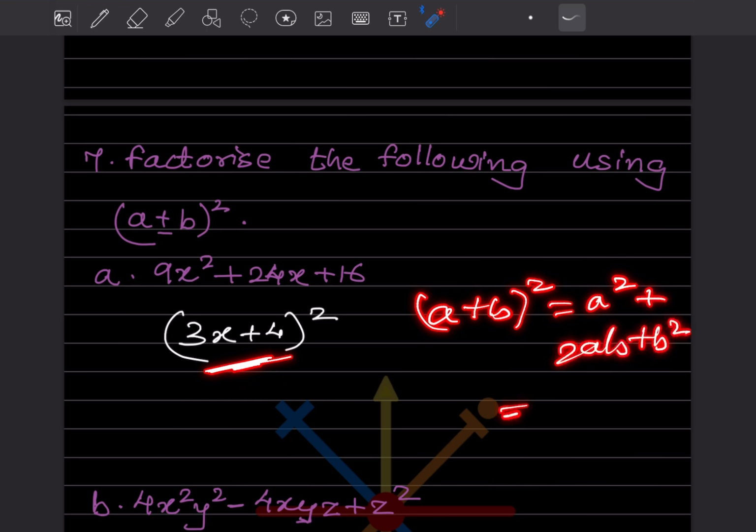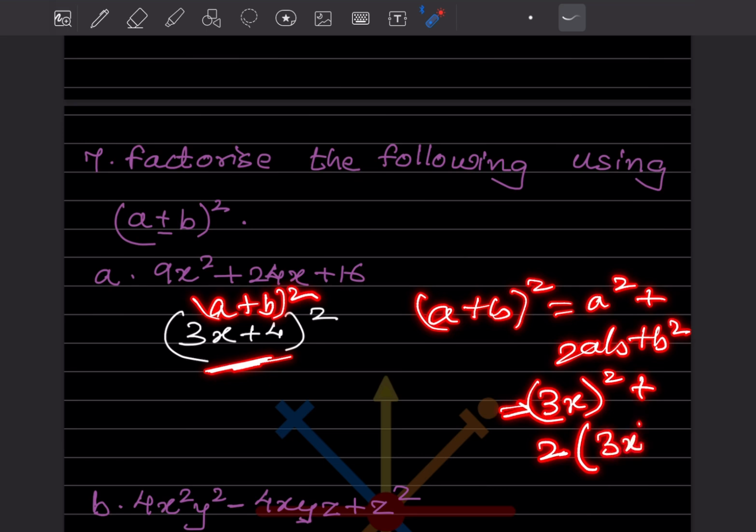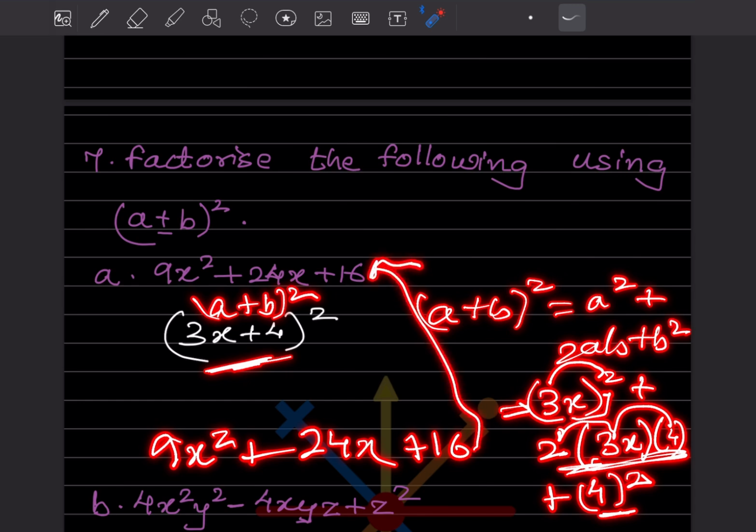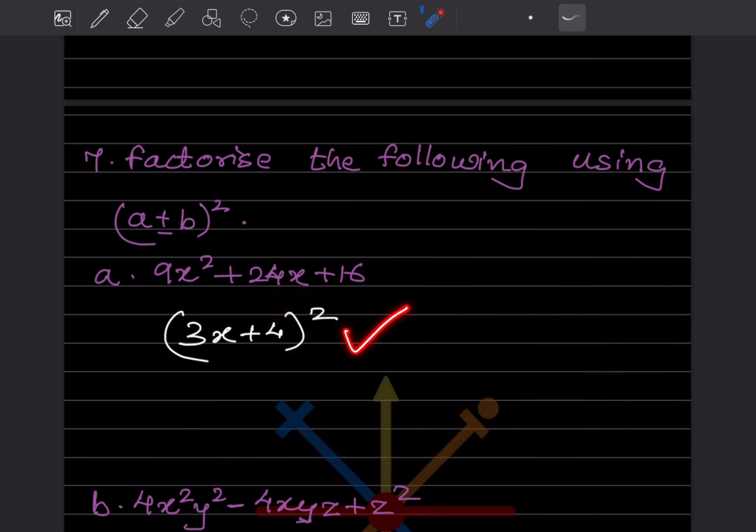Whenever it is (a plus b) whole bracket square, that will be a square plus 2ab plus b square. I'll show you how to do it. A square means this is a, this is b, and square of it. So (3x) square plus 2, what is a? A is 3x, b is 4, plus b square means 4 square. So (3x) square means the square is for this as well as this. I'll just write it here: 9x square plus 2ab, altogether you multiply this. 3 2s are 6, 6 4s are 24x, and this is going to be 4 square, that is 16. This is the same as this. This was just to recheck. So this is the answer, because we are factorizing these using this one.